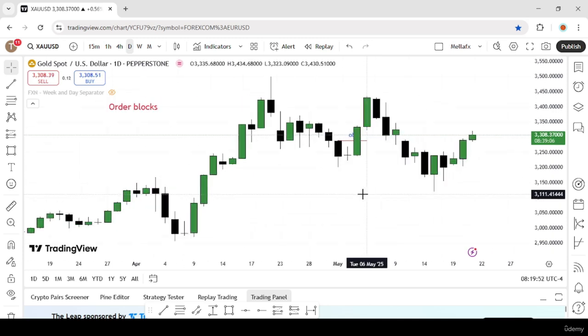Yeah, so that's it about the order block and where to enter and where to exit. That's it for this lesson. You can do more examples and interact more with the order block even in the charts.